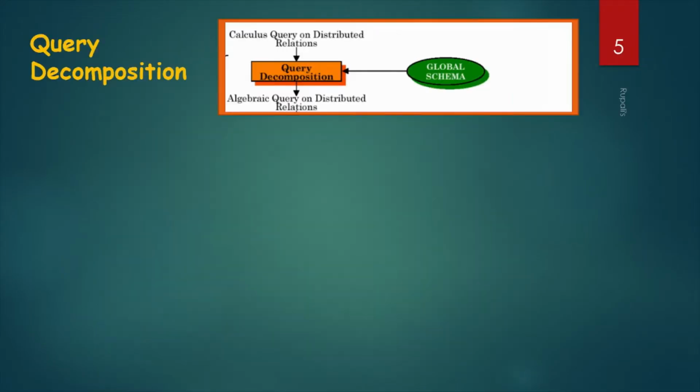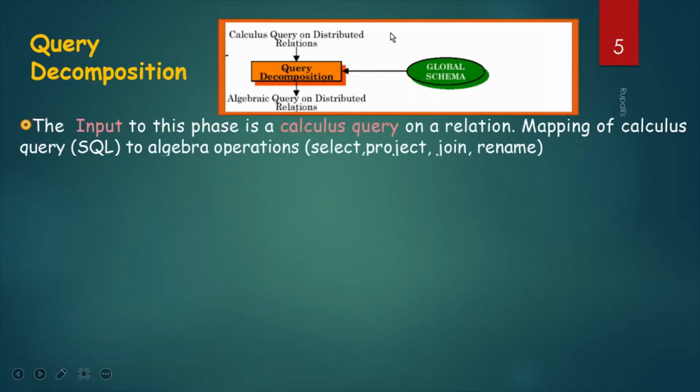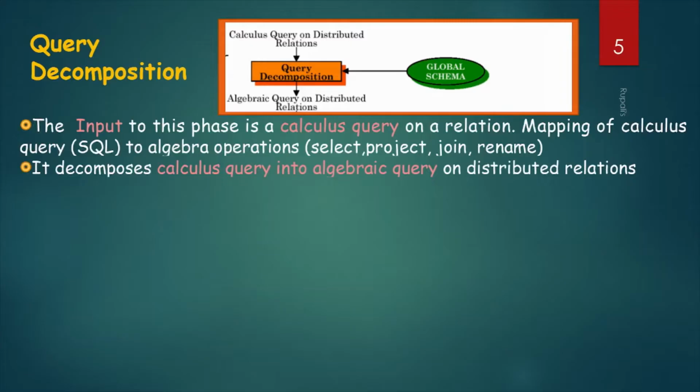So our first phase is query decomposition. Here the input is a calculus query on distributed relation and the output is an algebraic query on distributed relation. That is, the relation is distributed. That is, the table is distributed. What is a calculus query? Calculus query means SQL query. It is the input. And what is the output? Output is an algebraic query, that is those operations select, project, join, rename, etc. In this phase, it decomposes the calculus query into algebraic query on distributed relation.